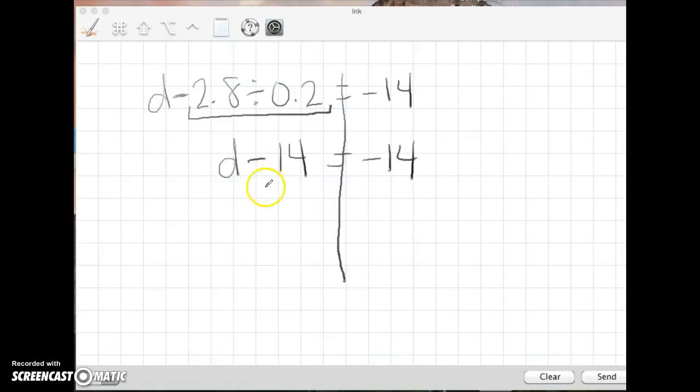Since it says minus 14, to get rid of that, we're going to add 14 to each side. And then you're left with d, and then you can go ahead and solve that and get your answer for that one.